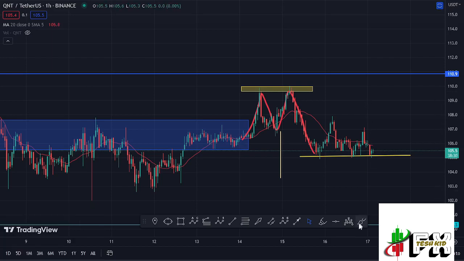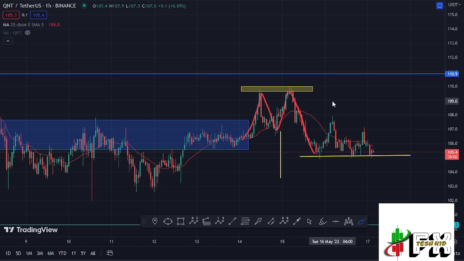And at the time of this recording, Quant is holding below the 20-day MA here on the 1 hour chart, which is now acting as resistance for us to continue gearing up. We are also holding above a significant area of support at around the $105.2 mark, which is now acting as support for us to continue gearing up.